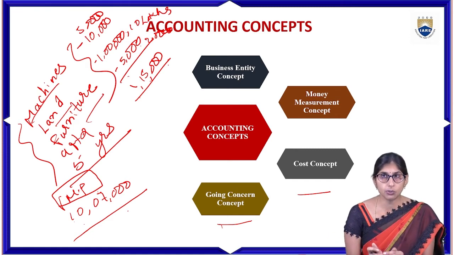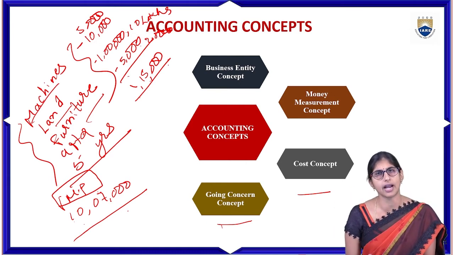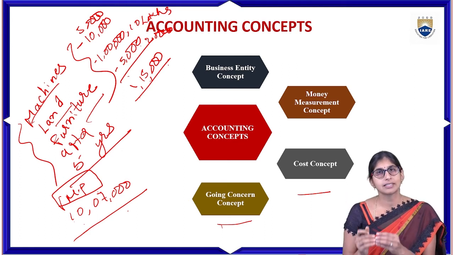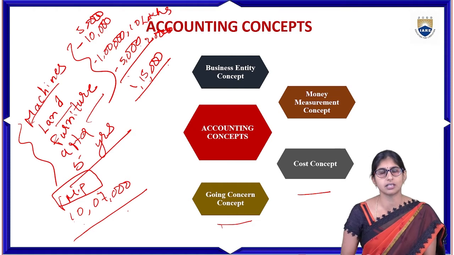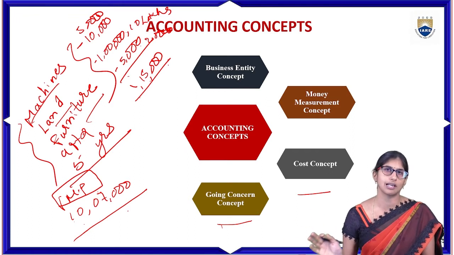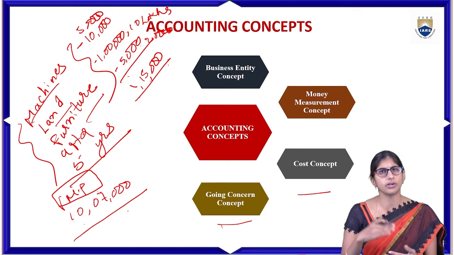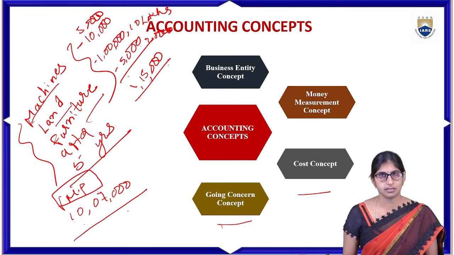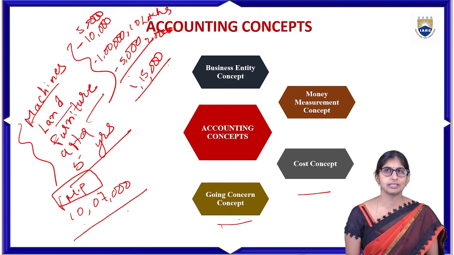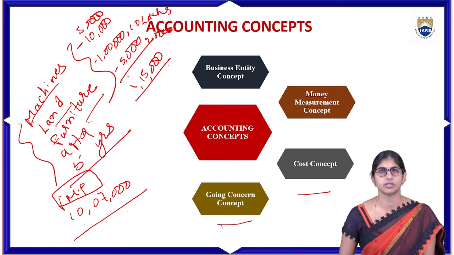So according to what this going concern concept says, always we are going to think that the accounting system, this business, is going to exist for a long duration, at least a minimum of 10 years, 15 years, 20 years like that. So an accountant who is doing accounts has to write the accounting system as if it is going to exist for some more years together. Okay. So the going concern concept is that always we think that the accounting system is going to exist for a long duration. That's it.